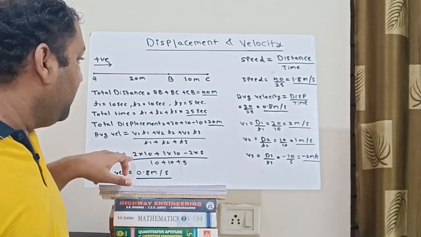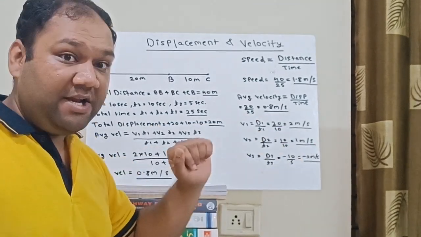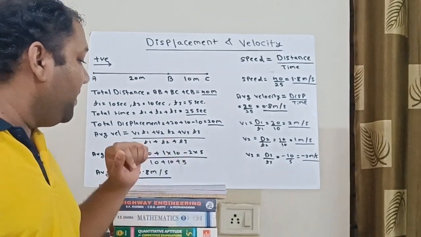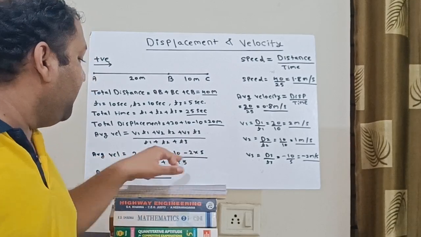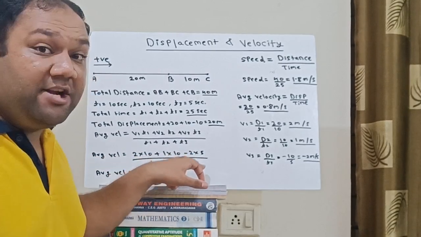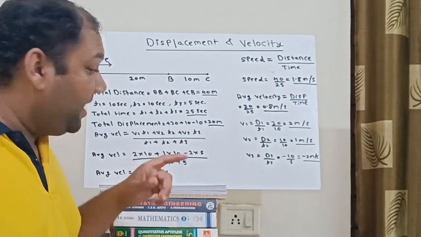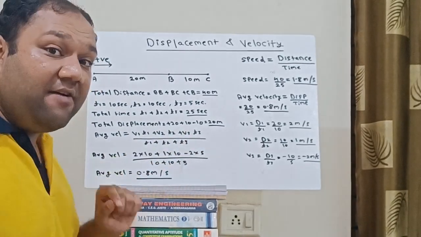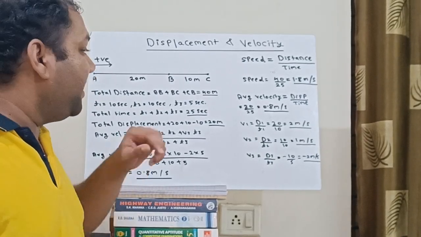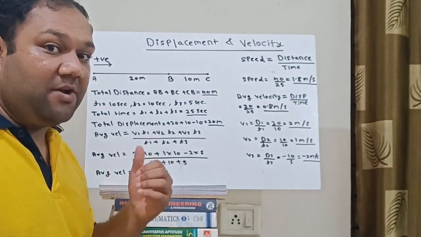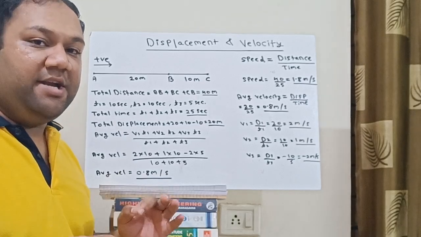So what was v1? 2. What was t1? 10. What was v2? 1. What was t2? 10. And what was v3? Minus 2. And what was t3? 5. Divided by 10 plus 10 plus 5. This in the denominator is the time. This is the time-weighted average, by the way, and when you calculate this, you will get the average velocity as 0.8 meters per second. So it is a good way to cross-check if your average velocity that you calculated was correct or not. I hope what is displacement, what is velocity, it is cleared up till now.